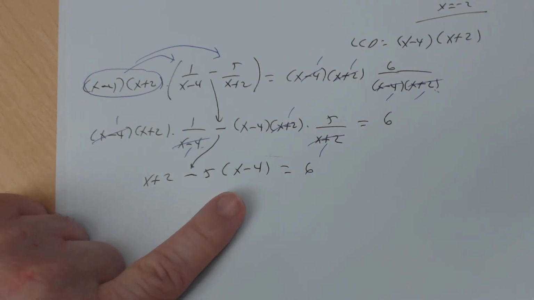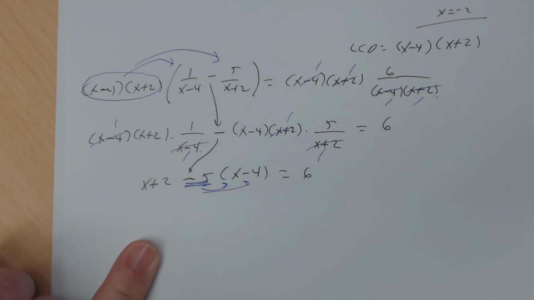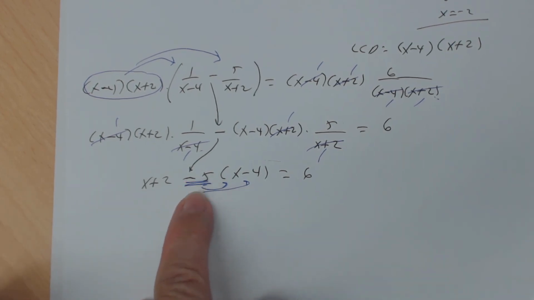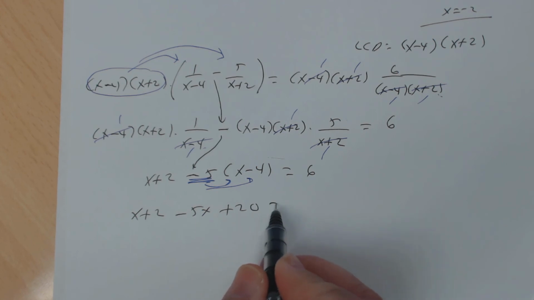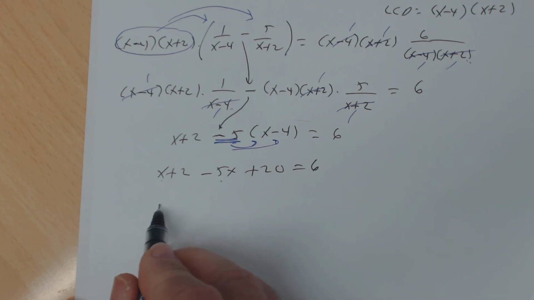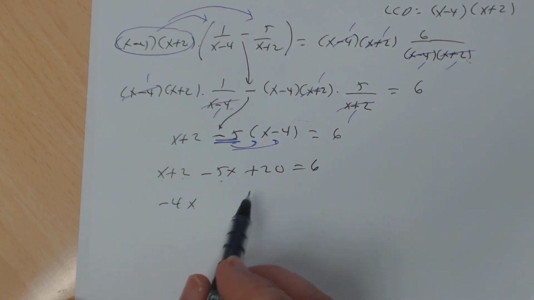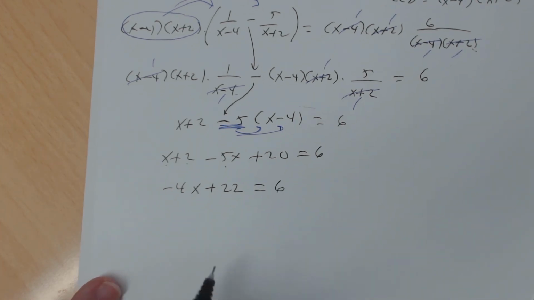Alright, now you got to get rid of these parentheses right here, so you can use the distributive property, but remember you're going to distribute the negative 5. Not 5, negative 5, because remember subtraction means adding the opposite, adding a negative 5, so distribute the negative 5. So I get x plus 2 minus 5x, a negative 5 times x is negative 5x, a negative 5 times negative 4 is a positive 20, equals 6. Combining like terms, x and a negative 5x is a negative 4x, 2 and a positive 20 is a positive 22, equal 6. So negative 4x plus 22 equals 6.